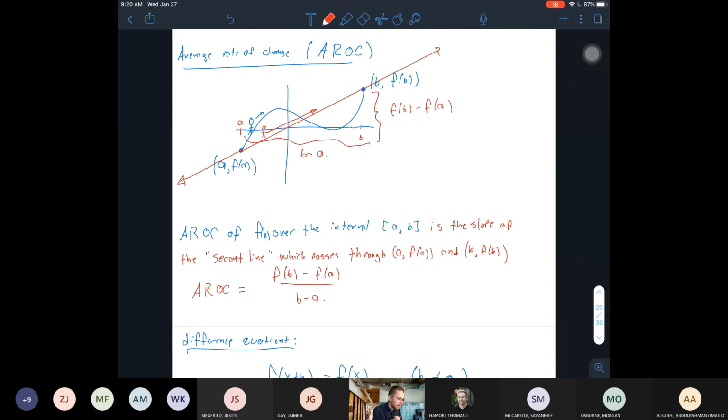All right, are there any questions about this particular topic? About computing average rate of change? Remember, this is just rise over run.